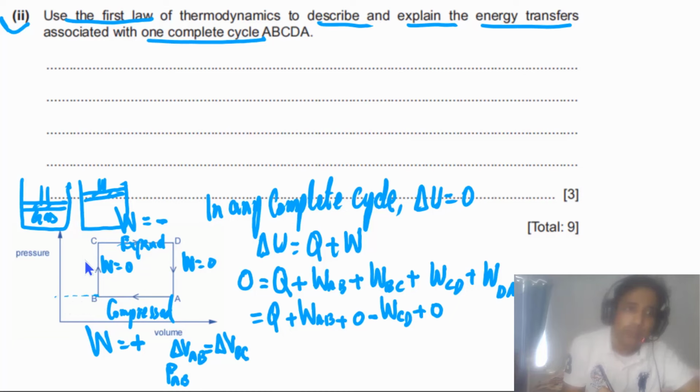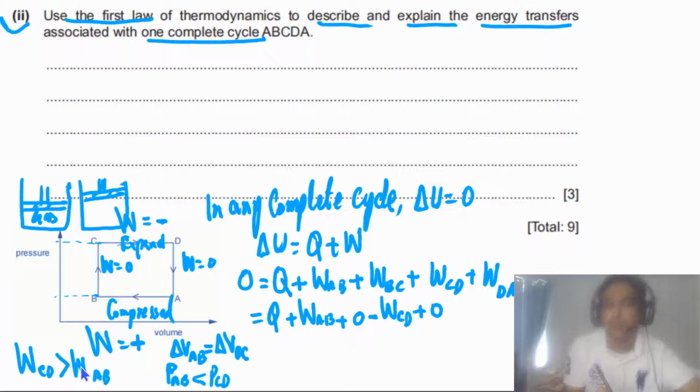But if you look at P at AB, this one is lower. So you can also see from here, and we have pressure between CD. So this is lower than pressure between CD. So it simply means that from here we can write down work done by CD, work done between C and D, is greater than work done between A and B in magnitude. We're talking about magnitudes. So as negative work done is greater, the net work done W net is negative.